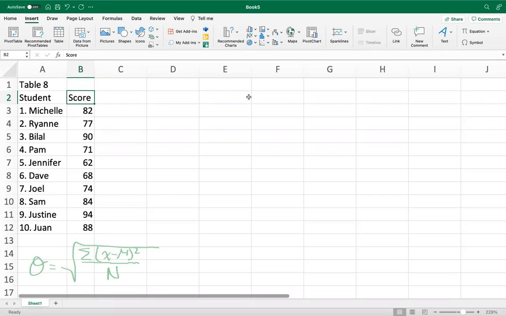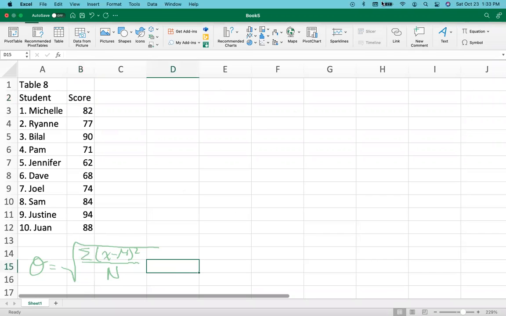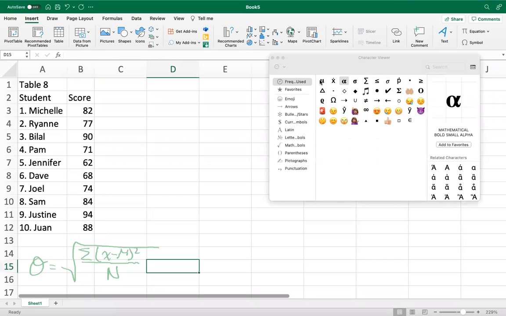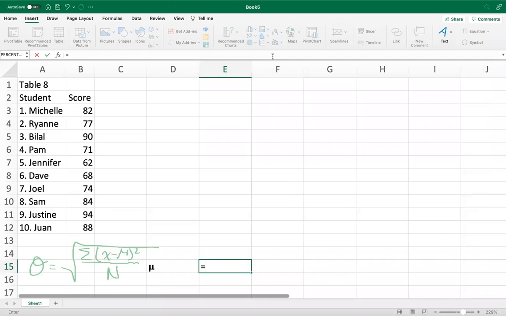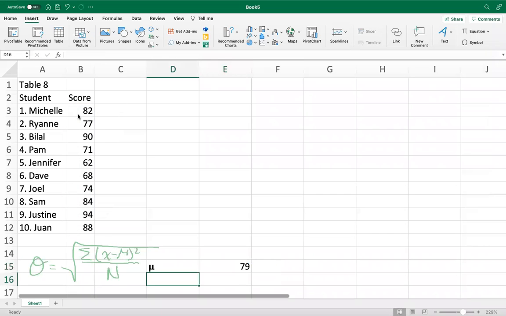So let's just come over here and do it right here: the mean of the data set. Let's get a little recap. In order to find the mean, we hit equals average. So average of this data set here, highlight the data, and now we have our average. So the mean is 79.